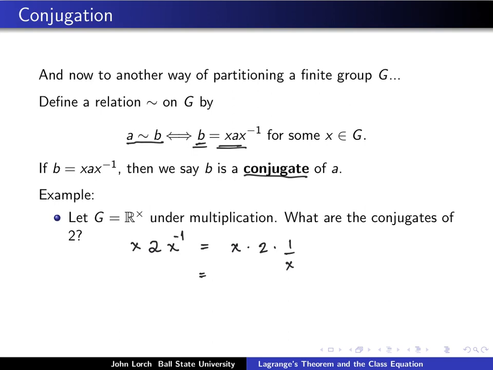Now, in the non-zero real numbers, we know that 2 commutes with everything, right? In fact, this is an abelian group. So since 2 commutes with everything, we can interchange the position of 2 and X. And we get 2 times 1, which is just 2. So the only conjugate of 2 is 2 itself.